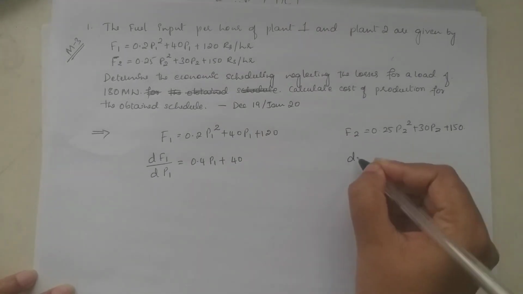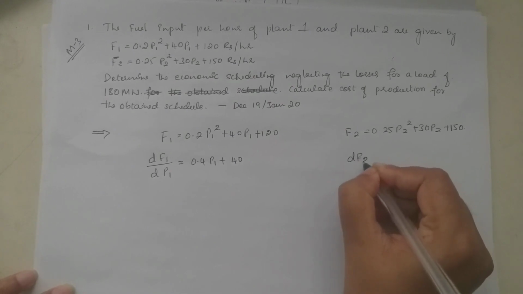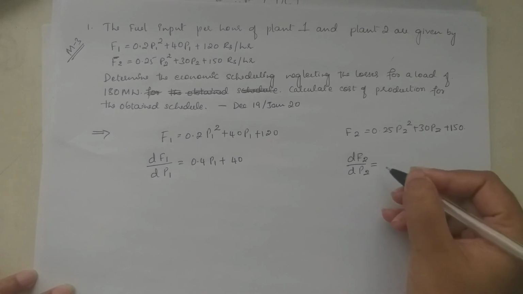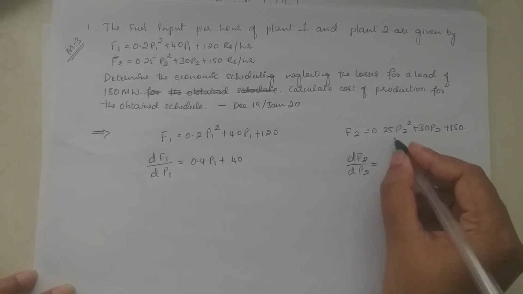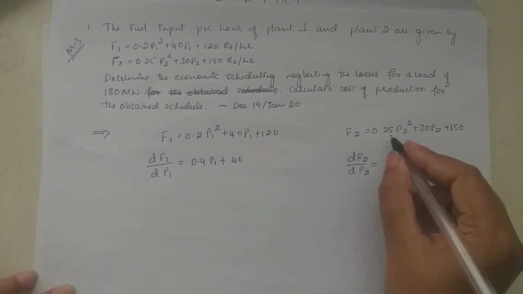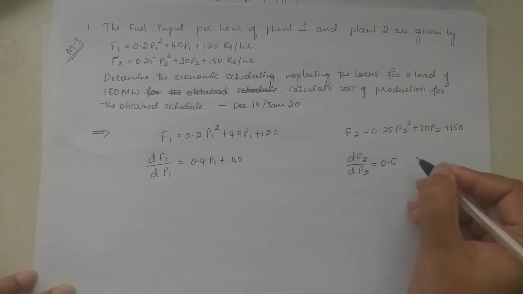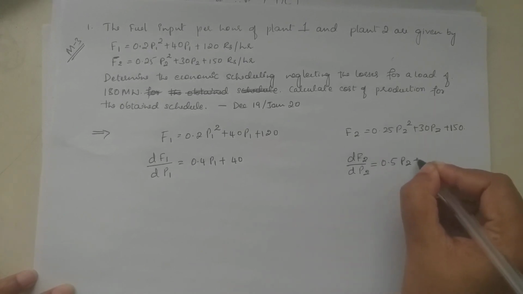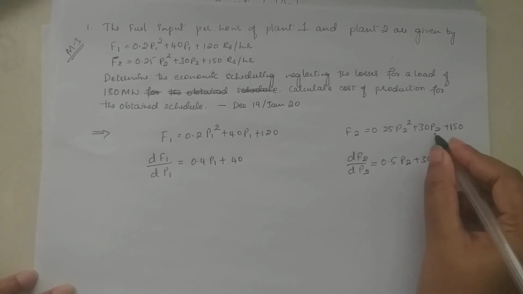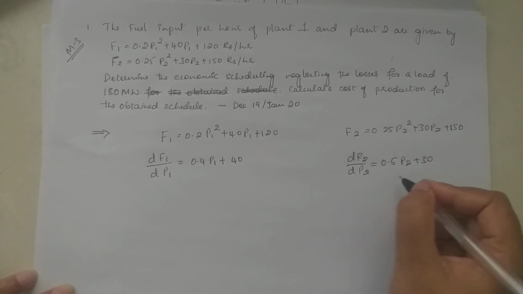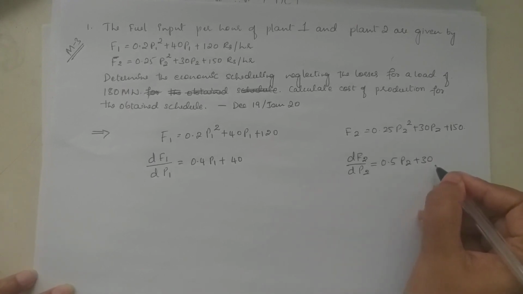Similarly, differentiate F2 with respect to P2 and we will get the incremental cost. Differentiation of P2 square is 2 into P2, and 2 into 0.25 is 0.5. So 0.5 P2 plus 30, differentiation of P2 is 1 and differentiation of a constant is 0. So we get 0.5 P2 plus 30.